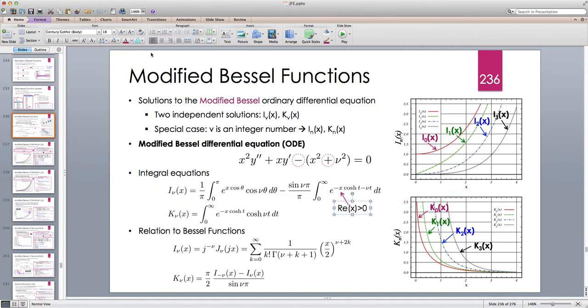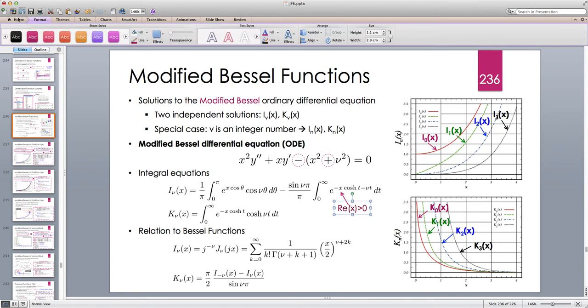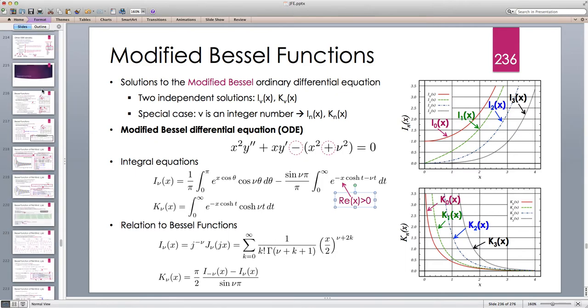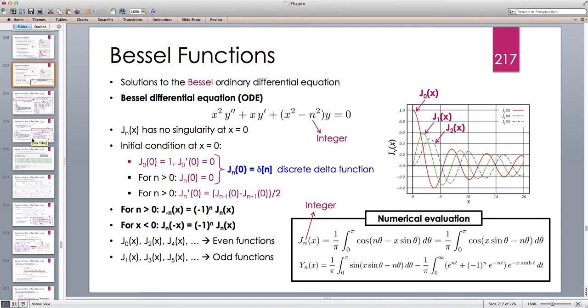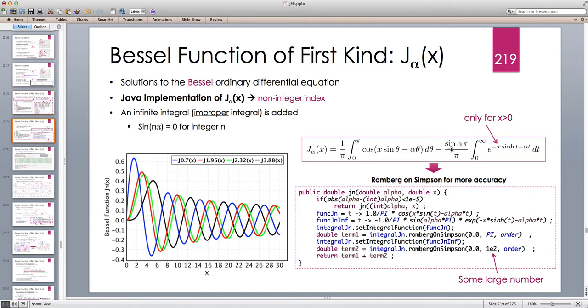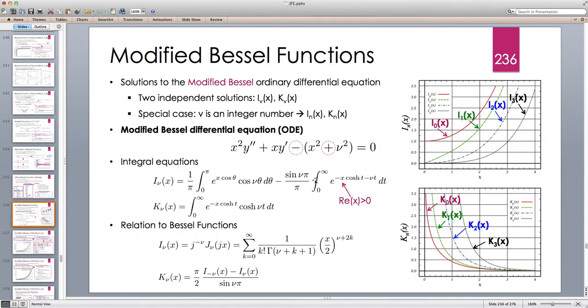And we had a similar case for the Bessel function itself. Let me see if I can find it. So for the ordinary Bessel function J nu, we had minus sine of nu pi over pi, integral from 0 to infinity of e to the minus x sinh t minus nu t. And we said that it's only true when x is positive for real numbers. Now for complex numbers, we say that it's only valid when the real part of x is positive. So the integral representation is only valid for the real part of x positive. And plus, calculating an improper integral from 0 to infinity is not very fast, not very efficient.